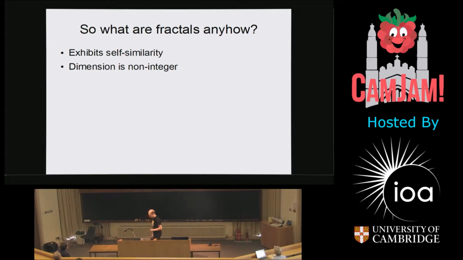So I've been mentioning fractals. What exactly is a fractal? Without going into the formal mathematics side, there are really two very simple elements. They exhibit self-similarity. If you take a larger picture and then scale it down, it looks very similar to another picture.